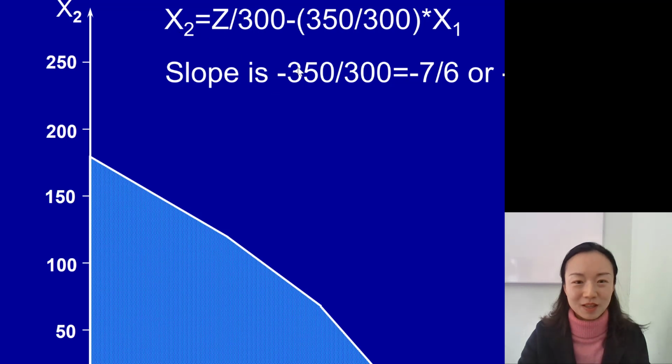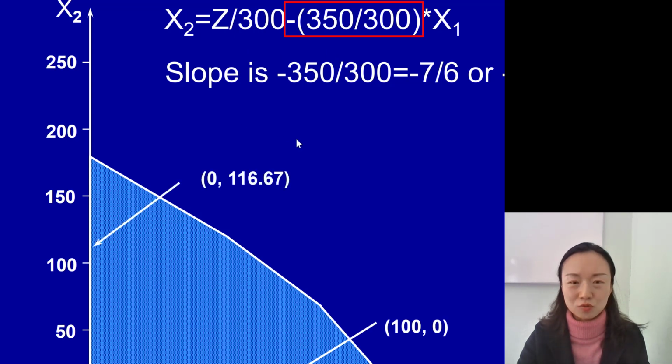If we want to draw some lines, we know that the slope of those lines using this equation here is negative 350 divided by 300, which is negative 7/6 or negative 1.1667. So this part is our slope. Then let's just start to draw some lines, okay? We know the slope is negative 7/6 or negative 1.166.